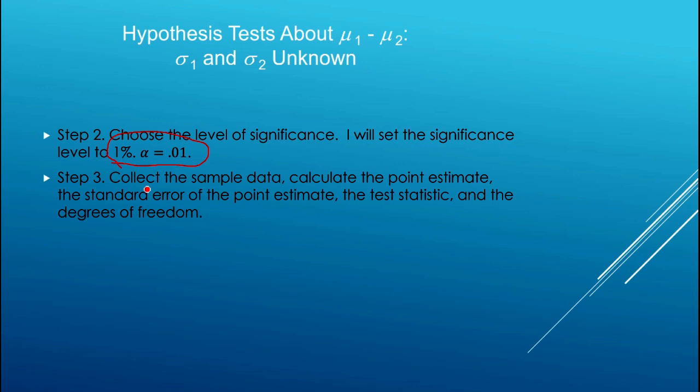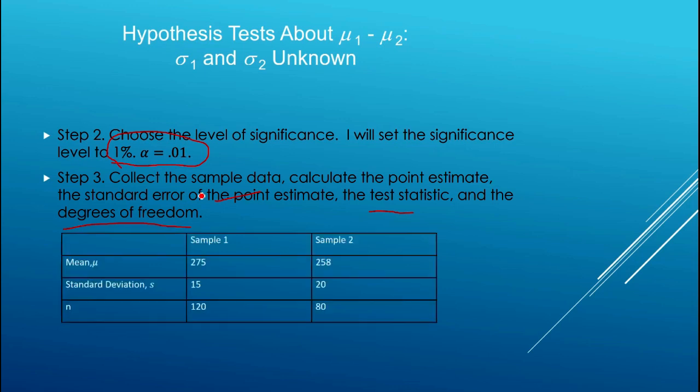And from the sample data, we'll need our point estimate of the difference between the two means and the standard error of that point estimate, okay? And then from those two pieces of information, we'll calculate our test statistic, right, and our degrees of freedom. So this is kind of the more intensive part in terms of doing the calculations.